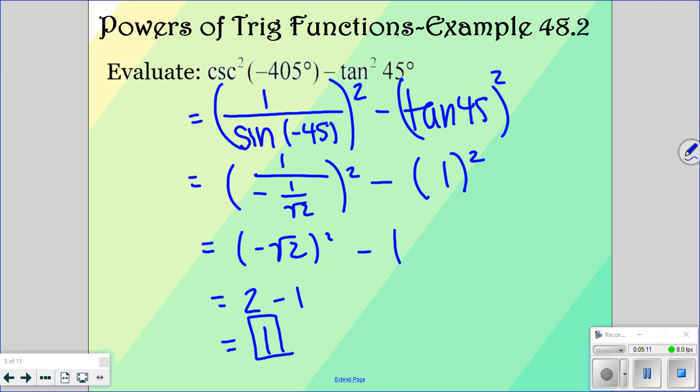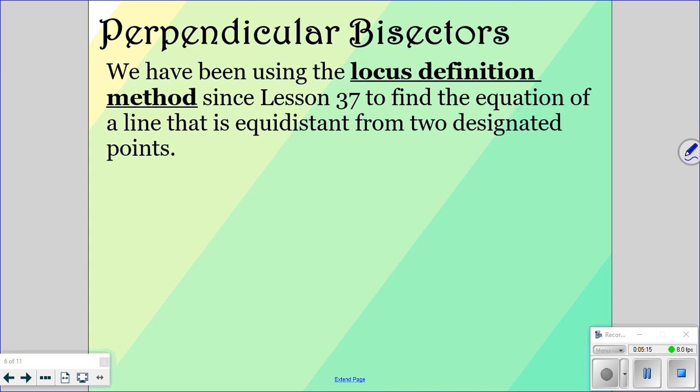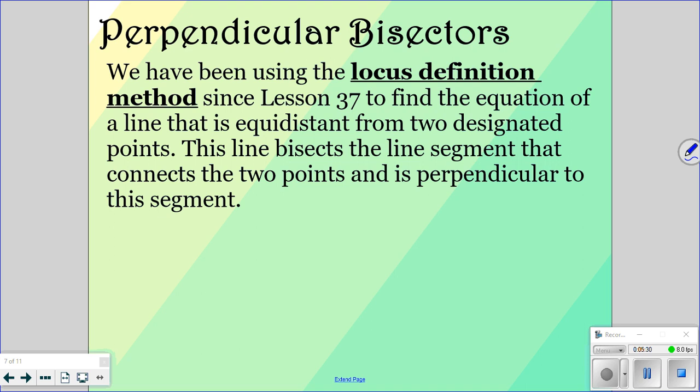Okay, so now we're going to look at your perpendicular bisectors. We have been using the locus definition since lesson 37, and that's where you set the distances equal to each other, square both sides, cancel out your x squareds and your y squareds, and then solve for y equals mx plus b. But now we're going to look at the perpendicular bisector method. The line is going to bisect it, and it's going to be perpendicular to it.